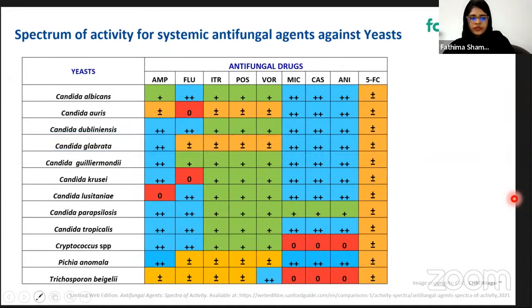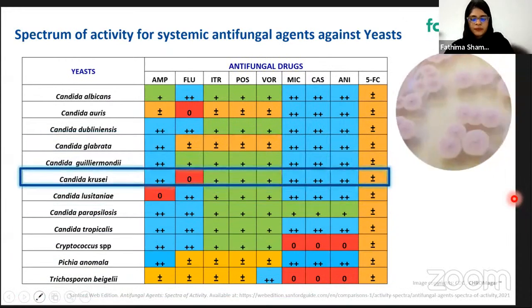Next, we have Candida krusei. Candida krusei is intrinsically resistant to fluconazole. You can see here the red box, and pretty strong activity towards amphotericin B and echinocandins, and also moderate activity towards other triazoles. They can also develop secondary resistance to these agents based on recent literature.